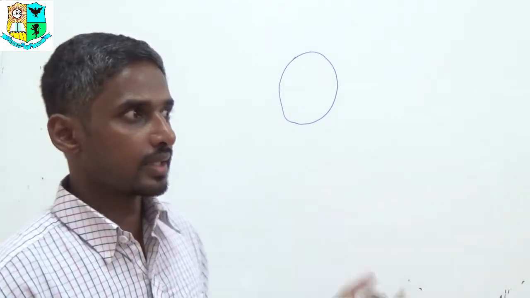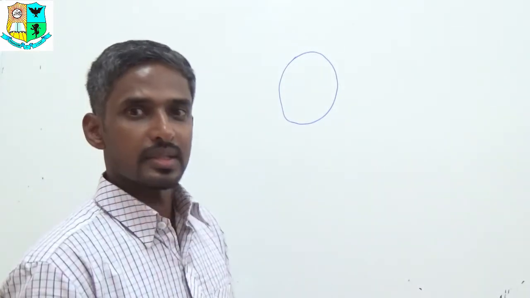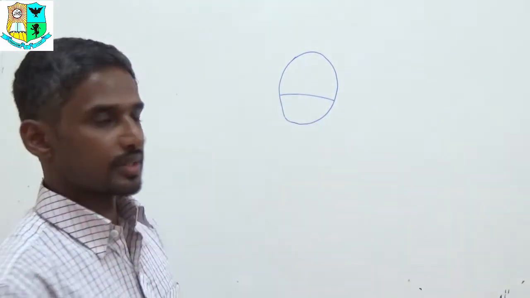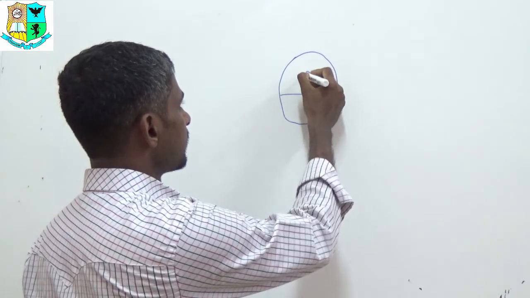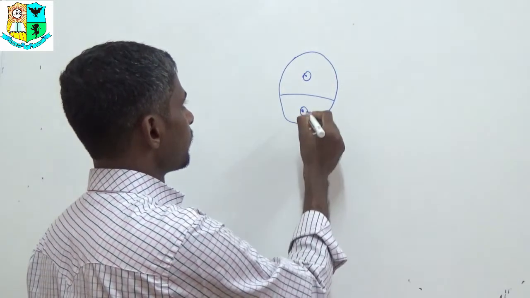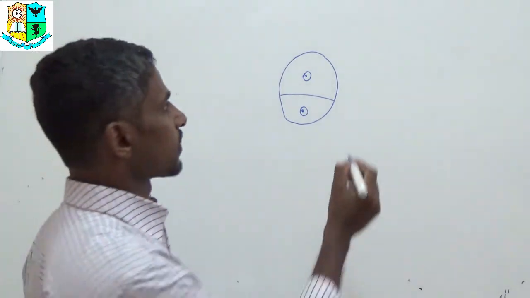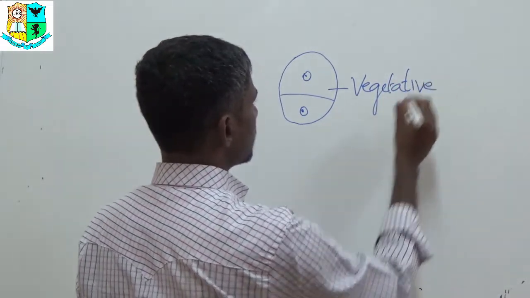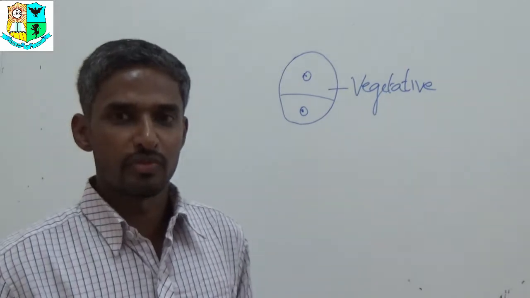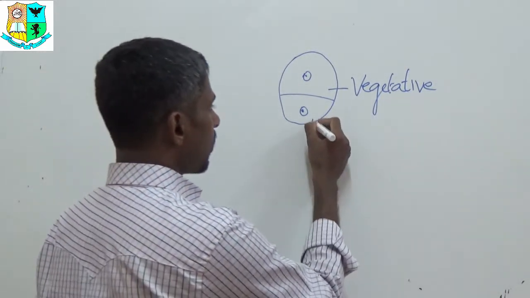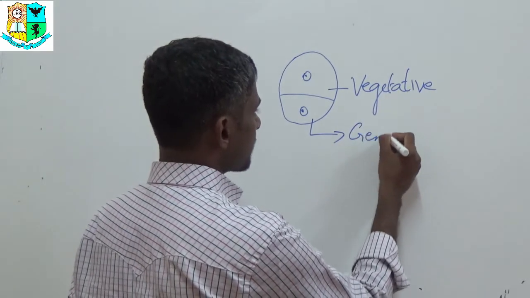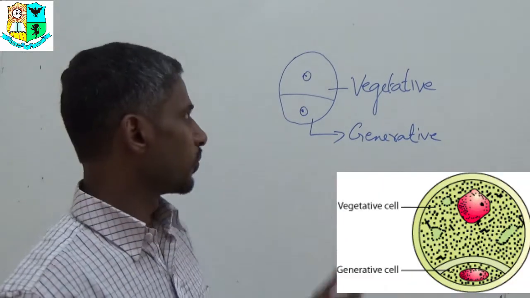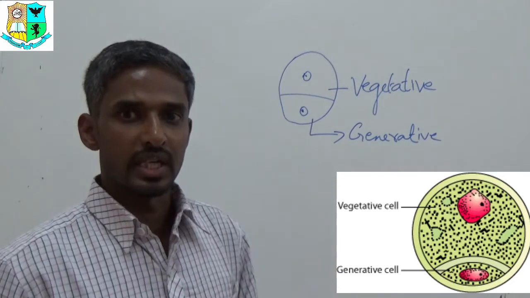Now when we look inside, after the plasma membrane, in the cytoplasm, this pollen grain contains two cells. One larger cell and another smaller cell with the nucleus. Now the larger cell is called the vegetative cell. Vegetative is larger and it contains food reserves, that means food material. And the smaller cell is called the generative cell. That is smaller in size. So we have vegetative cell and then generative cell.